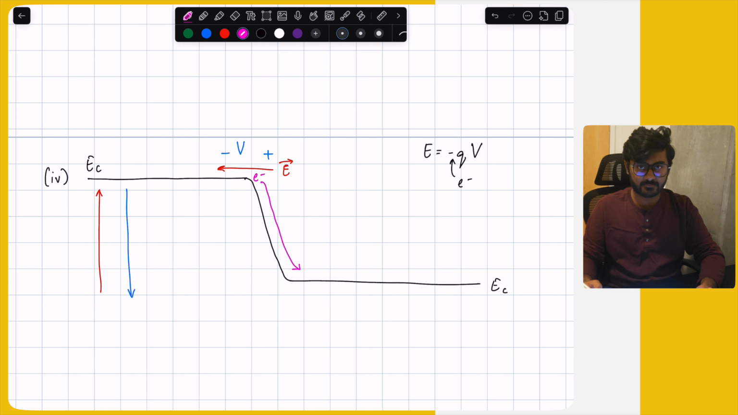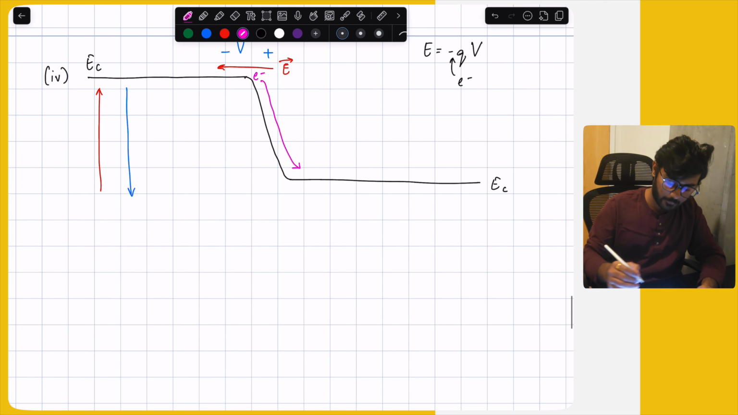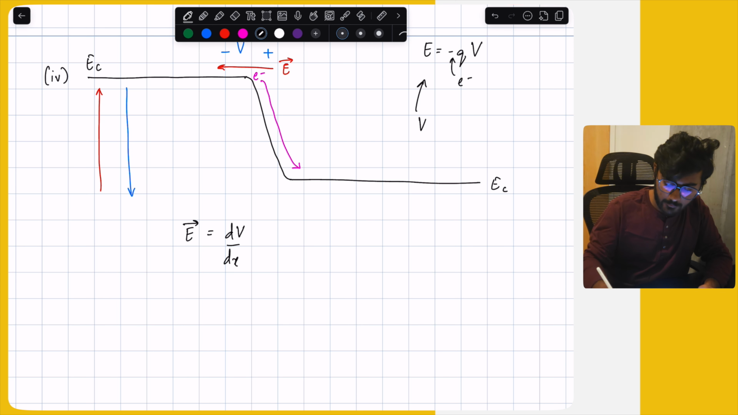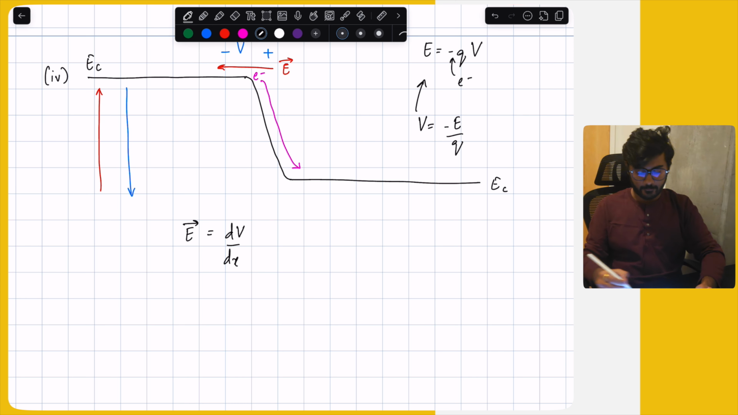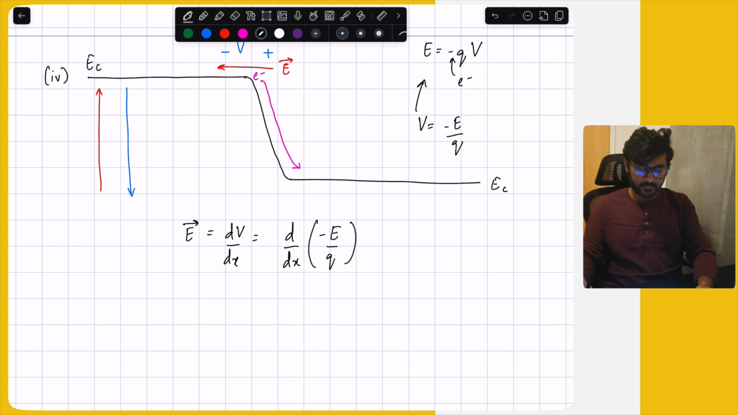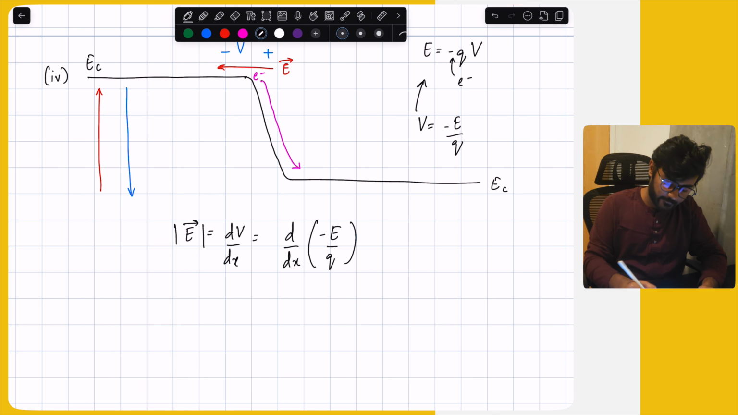So now we know the direction of the electric field. We can also estimate the magnitude of this electric field. So E is given by dV by dx. From this relation we know V is equal to minus E by Q. So if I substitute it, it is d by dx of minus E by Q. So basically what this is telling is the slope of this energy band diagram gives the magnitude of this electric field.